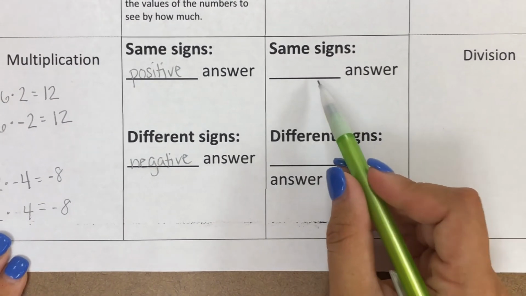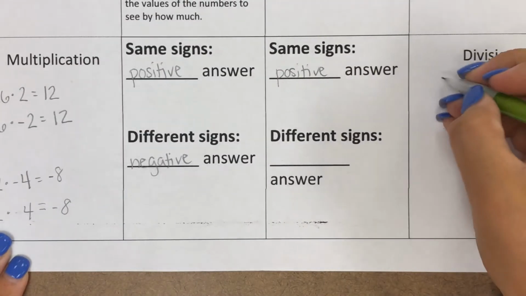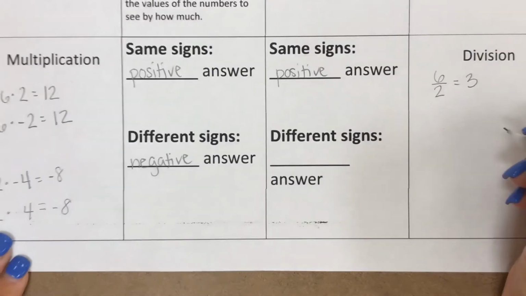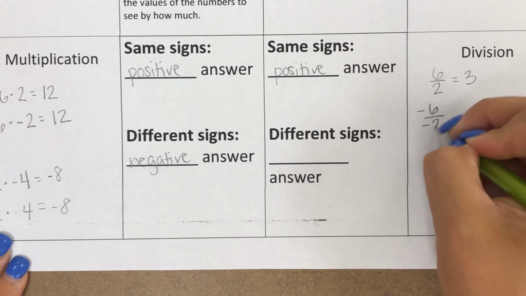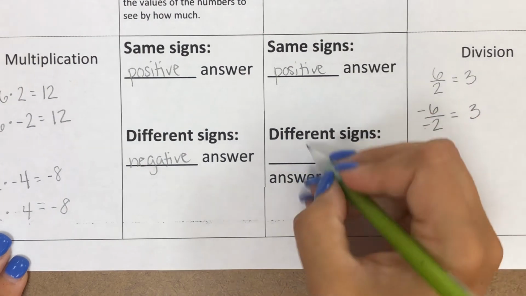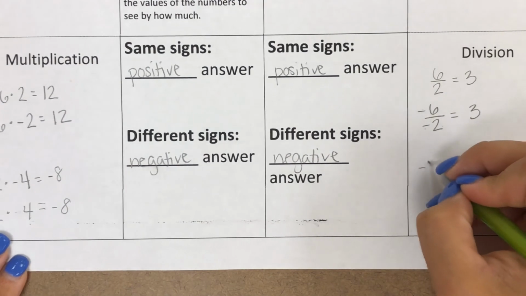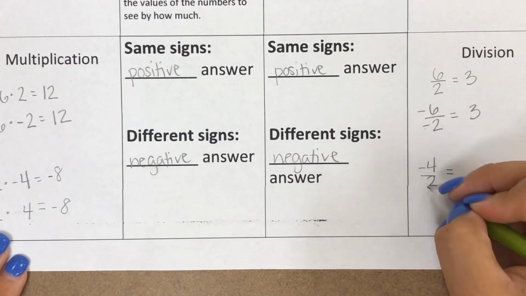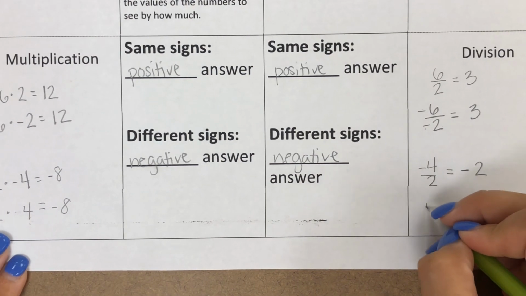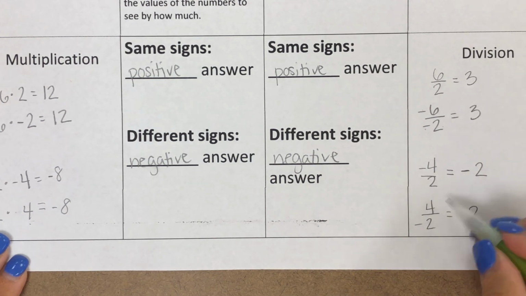Now let's check division. So division, same sign, once again, positive answer. So for example, if we did 6 divided by 2, both positive or both same sign, +3. But if we also did -6 divided by -2, we know 6 divided by 2 is 3, same sign, positive. Different signs, negative. So if we have -4 divided by a +2, different signs, negative answer, 4 divided by 2 is 2. It doesn't matter if the negative is on the top or the bottom, as long as one of them is negative, the answer is negative because they have different signs.